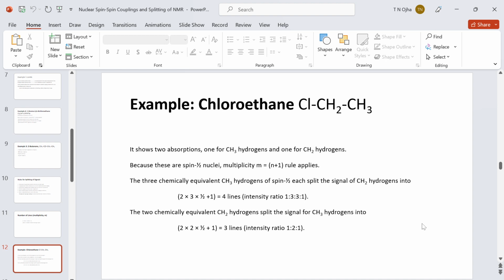I repeat, the identification of an ethyl moiety in a molecule: triplet for CH3 and a quartet for CH2, where the splitting is caused only by hydrogen or by fluorine or by phosphorus-31. The formula given in the previous video reduces to the n plus 1 rule, where n is the number of splitting nuclei, because the spin is half. So in this case, we calculate the number of lines. When CH2 absorption is split by CH3, n is 3. When CH3 absorption is split by CH2, n is 2. So on calculation, we get a quartet for CH2 and a triplet for CH3.